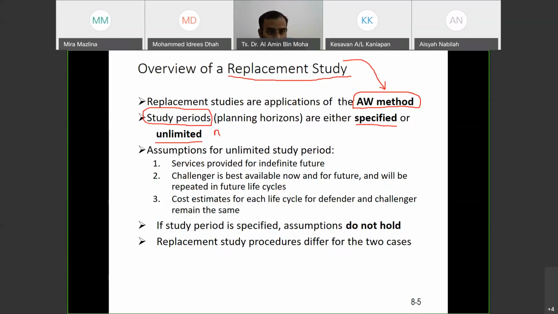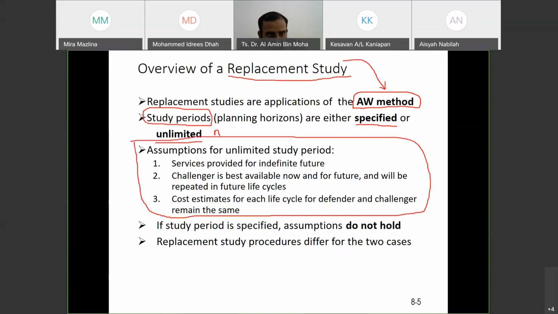So we have, if the study period is unlimited, these are the assumptions. Services are provided for the indefinite future, so it continues forever. The challenger is the best available now and for the future, and will be repeated in future life cycles. What it means is, if you replace with one new asset or one new piece of equipment, the assumption is that the asset we have replaced now is better forever. Okay, it's better forever.